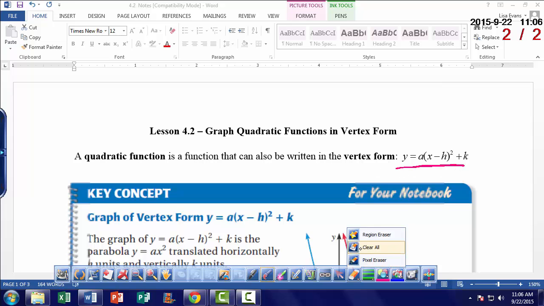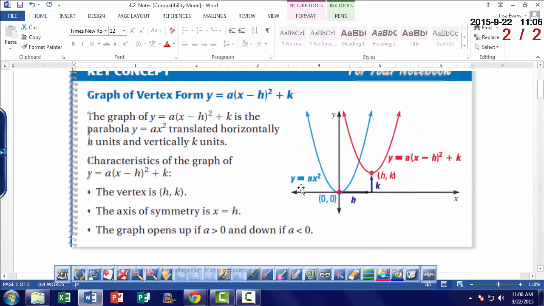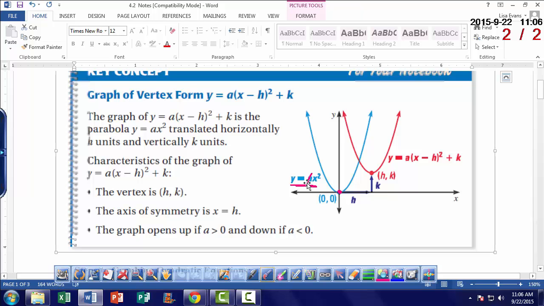So we're still going to have the same parent graph as we did yesterday where the vertex is at 0,0. The parent graph is actually going to look similar because our vertex is 0,0. So y equals ax squared. Yesterday we didn't have the a because our a is just 1 in the parent graph. So y equals x squared. And then here, we're going to have a shift in the vertex. It's going to shift h units horizontally and k units vertically.